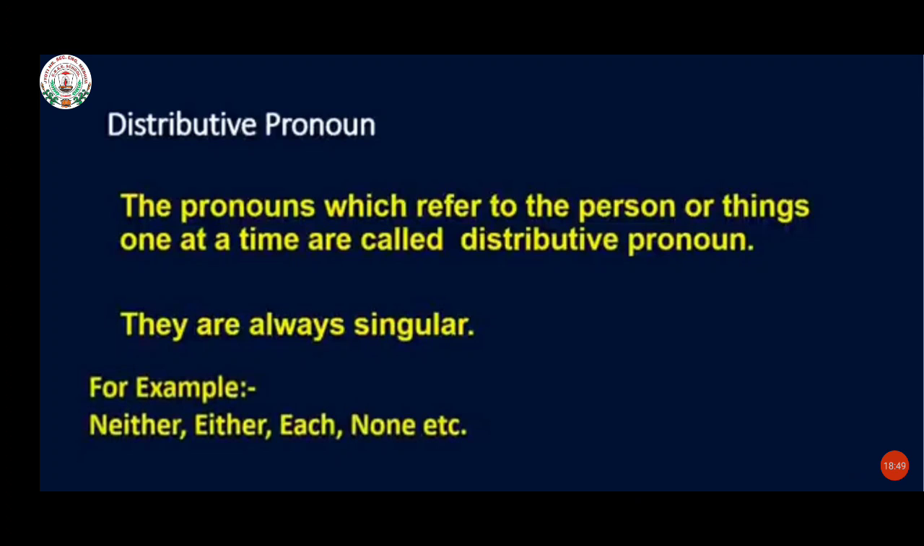And each, either and neither, here you can see in the examples, are called distributive pronouns because they refer to persons or things only once at a time. Only one at a time. Note that a distributive pronoun is always singular, and as such it should be followed by a singular noun and verb.